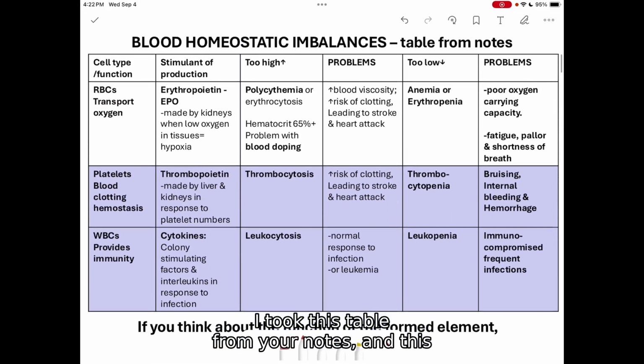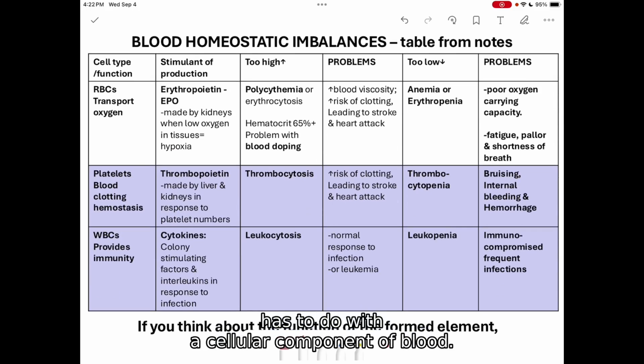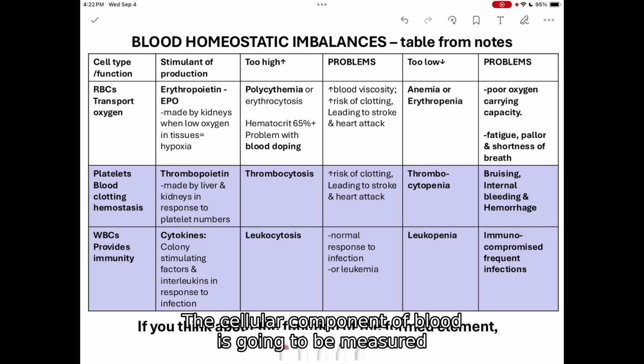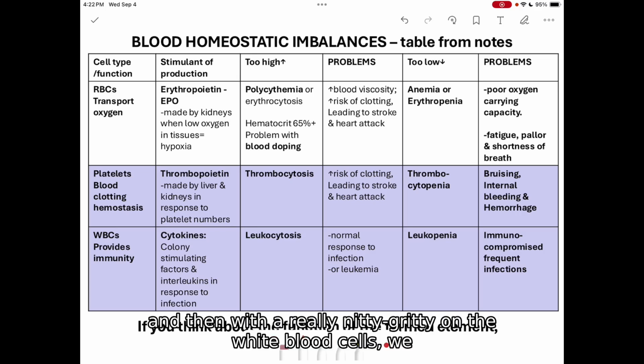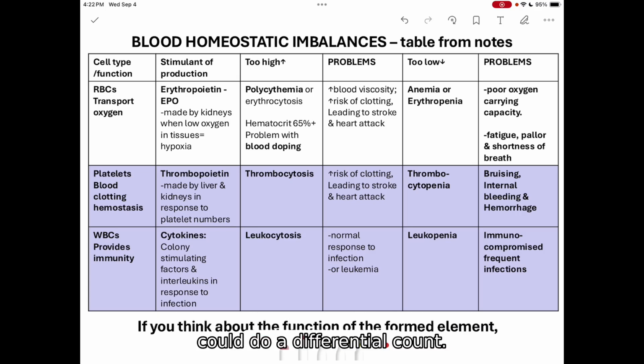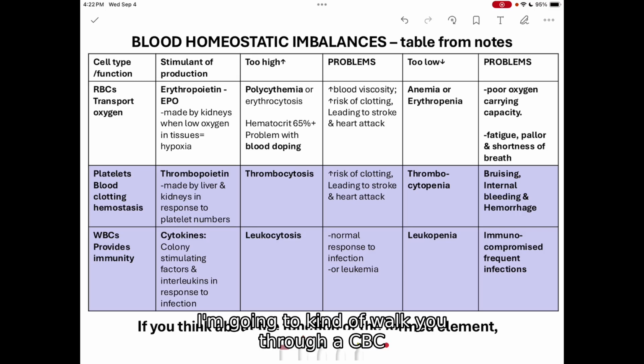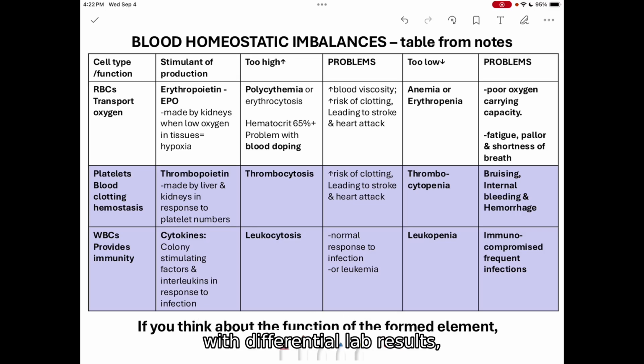I took this table from your notes, and this has to do with the cellular component of blood. And the cellular component of blood is going to be measured by doing what's called a complete blood count, a CBC. And then we get really nitty gritty on the white blood cells, we can do a differential count. I'm going to kind of walk you through a CBC with differential lab results.